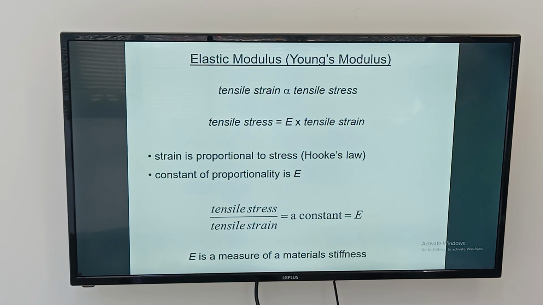The constant of proportionality is a measure of material stiffness. It tells us whether a metal rod, wood, bones, whatever the material is, is stiff compared to the other. It's very important to know the constant of proportionality, which we get when we divide tensile stress over tensile strain.